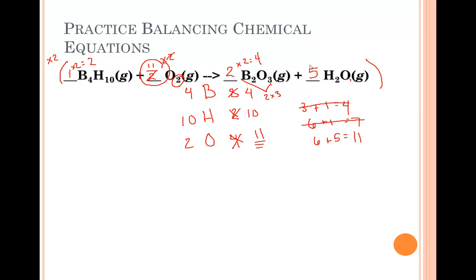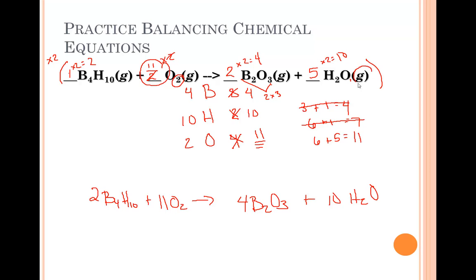So the final answer is then 2B4H10 plus 11O2 yields 4B2O3 and 10H2O. Notice that the physical states didn't really matter when we're balancing. It'll matter in other instances, but not with balancing.